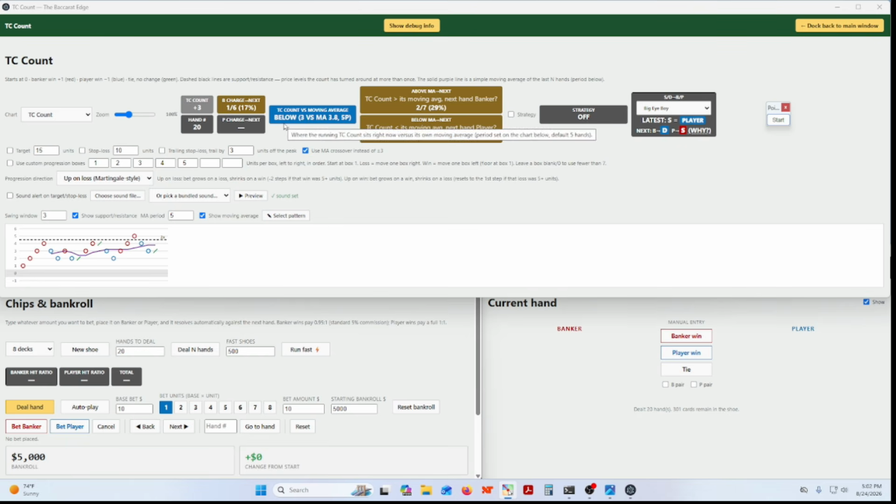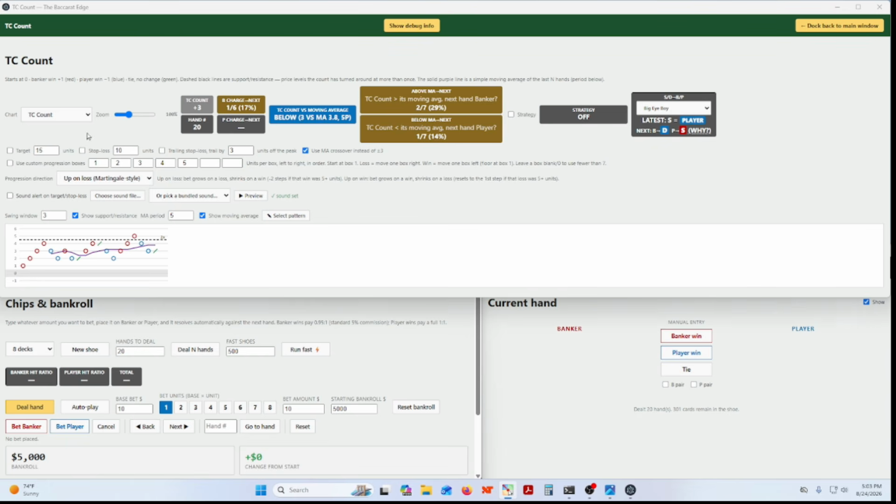All right. This right here, the blue, TC count versus the moving average. Right now, we're below the moving average. Okay? We're below the moving average, and the TC count is 3. That 3 is the TC count versus the moving average, which is sitting at 3.8. I have a sheet where you can do an easy calculation for the moving average in case you're in a brick and mortar. And this tells you right here what the moving average is set at. All right?